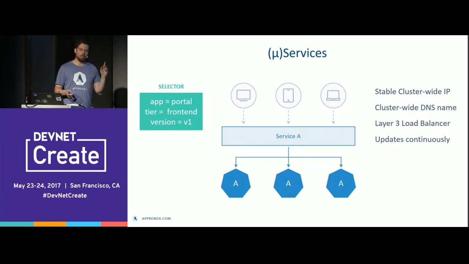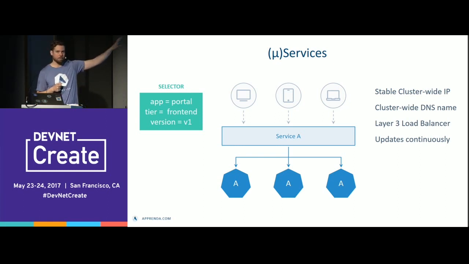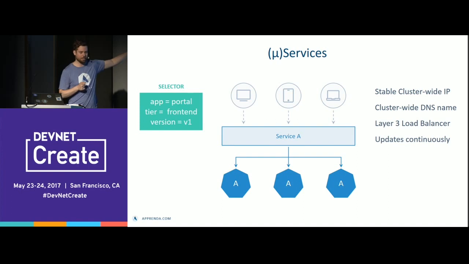So we learned about pods, one or more containers. We learned about labels, which is just metadata that you attach to these pods. And we learned about the controller manager. So now we're going to get to the concept of a microservice, which is services in Kubernetes. We saw those selectors in the labels, where you could do almost like a SQL query and say, I want this particular set of labels. That is what defines a service in Kubernetes.